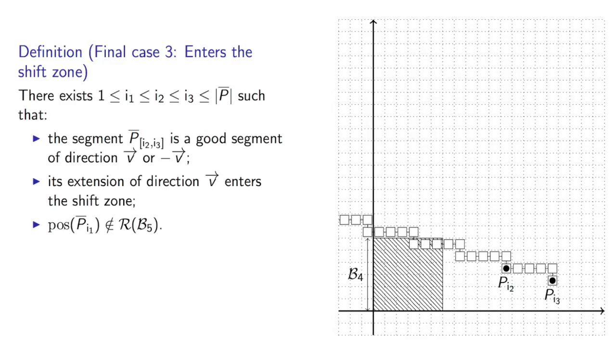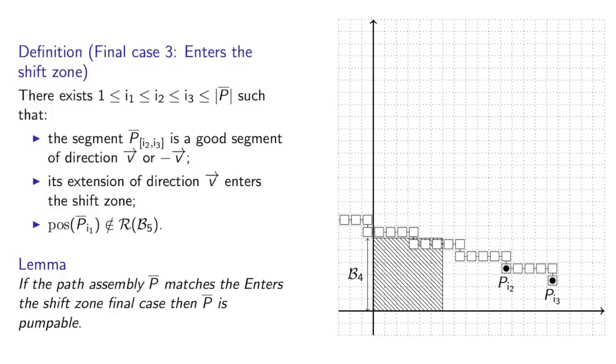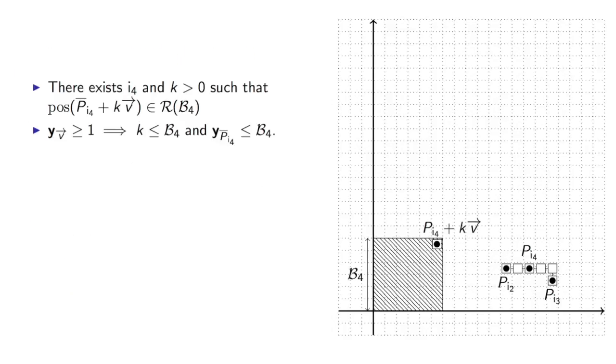Also there should exist an index I1 such that I1 is less than I2 and the position occupied by the tile P_I1 is not in the square of width b5. If all these conditions are met, then we say that the path assembly P matches the enter the shift zone final case. Now, we prove that if a path assembly matches this final case, then it is pumpable.